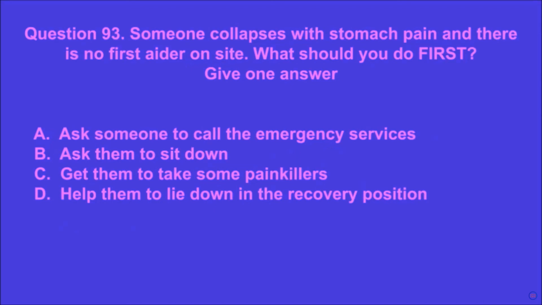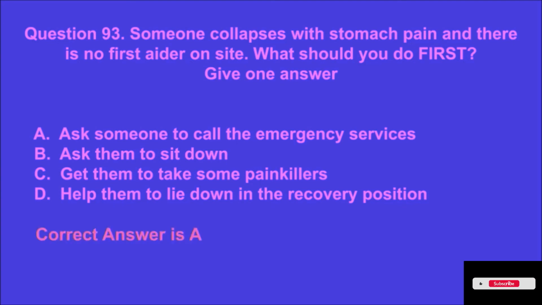Question 93. Someone collapses with stomach pain and there is no first aider on site. What should you do first? Give one answer. A. Ask someone to call the emergency services. B. Ask them to sit down. C. Get them to take some painkillers. D. Help them to lie down in the recovery position. Correct answer is A.